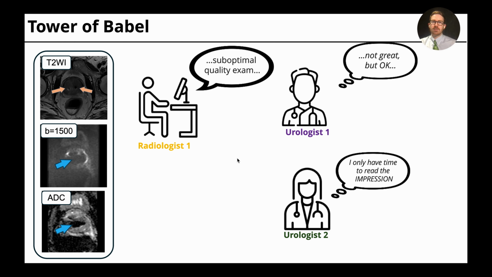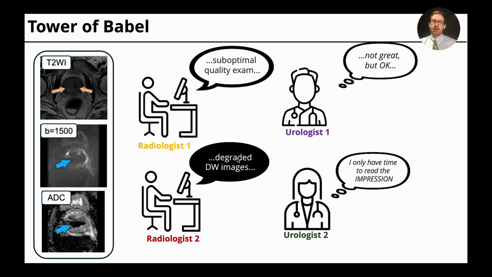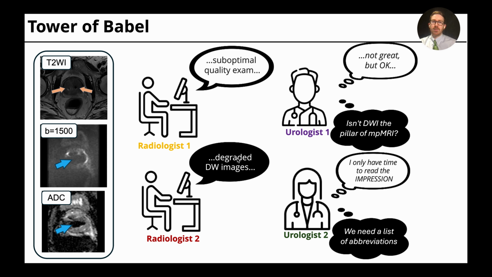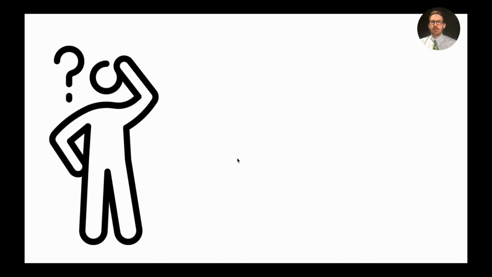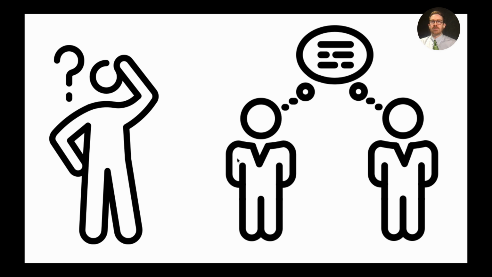This is even more complex because we could have different radiologists, for instance, report that this has degraded DWI images. The first urologist may place great emphasis on that statement, while the other may be frustrated with so many abbreviations. This example highlights the confusion that may arise from the lack of common language and the need for a structured reporting system like PI-RADS, which allows us to be on the same page and leaving less room for misinterpretation.